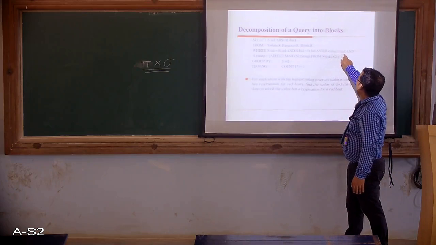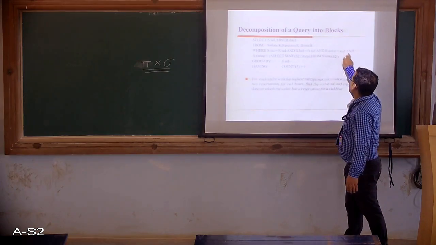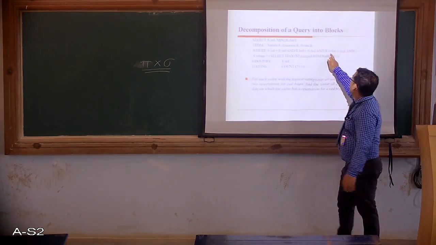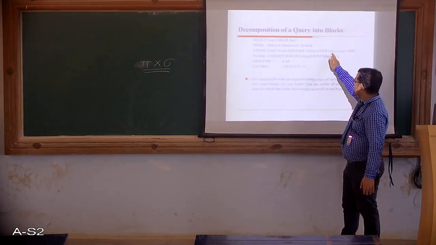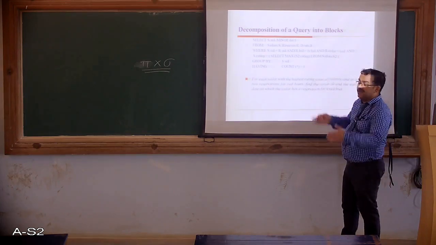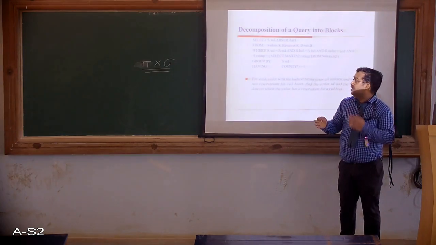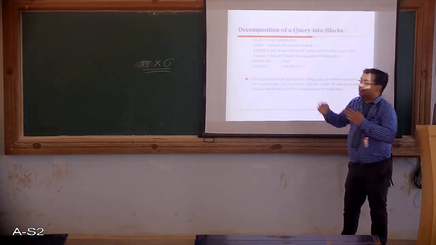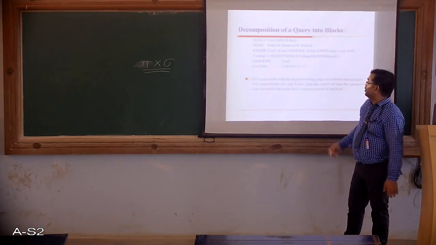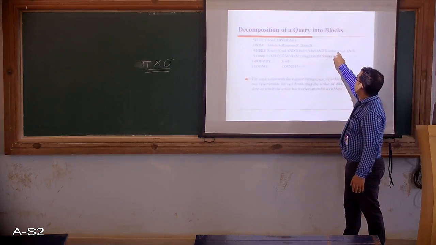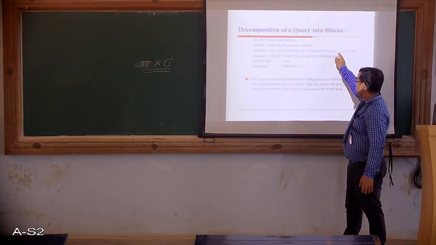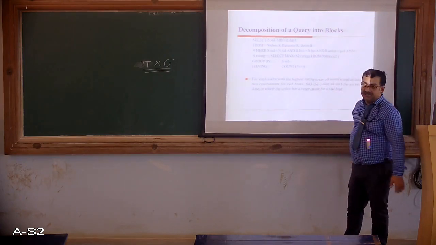This is required, right? The S rating has to be the highest. These are the two join conditions. So what is the primary selection operation? That the boat has to be a red boat and the rating has to be maximum. Okay? So this count basically refers to these two conditions.